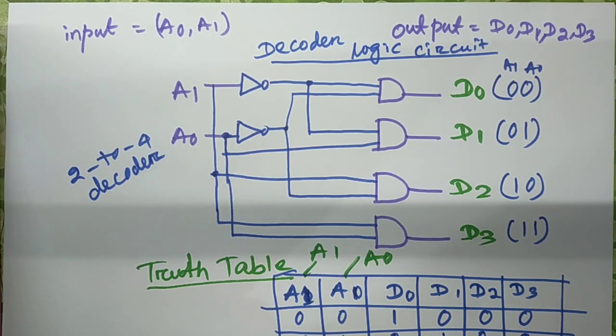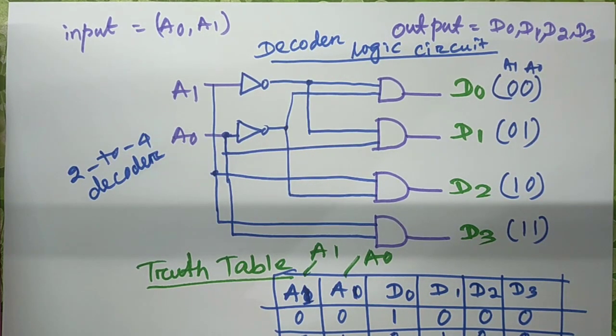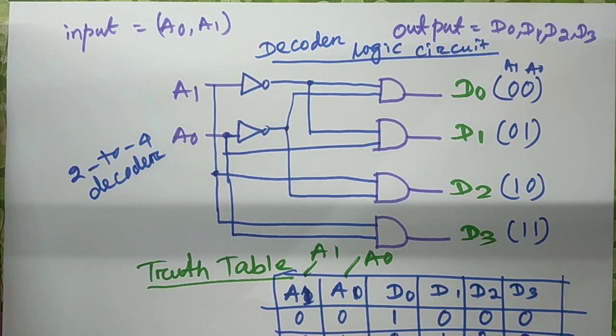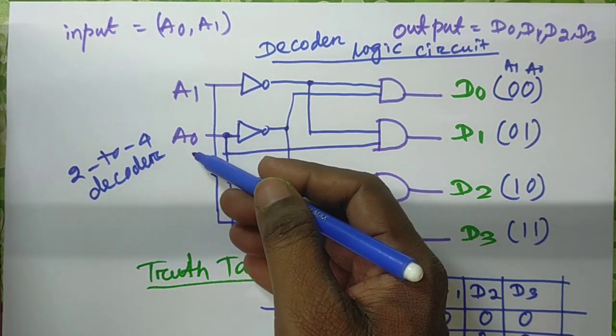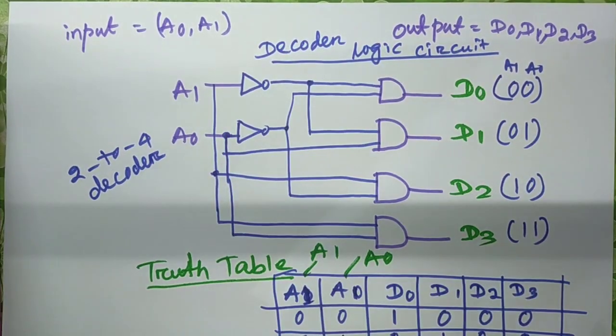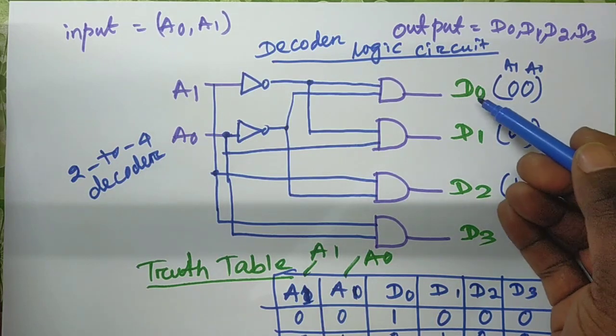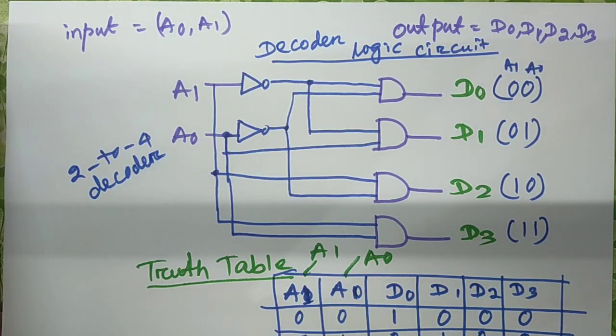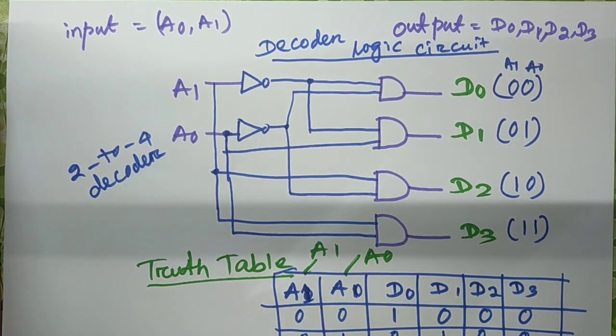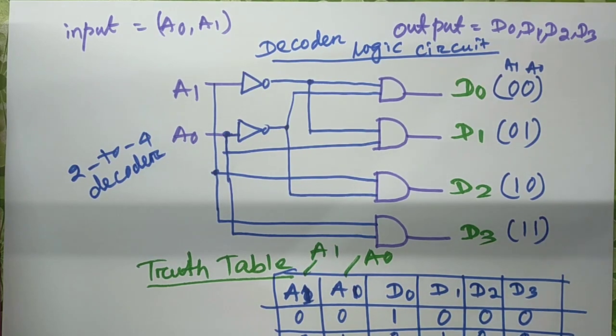Similarly, the same concept I will apply to design a 3 to 8 decoder. Very simple: A0, A1 and A2, so 3 inputs we will consider. The decoder is defined accordingly, and we can get outputs D0, D1, D2, D3, D4, D5, D6, D7, 8 outputs accordingly. So this is the basic and fundamental concept of a decoder, how to design it and how to get the output through a decoder whenever we provide inputs.